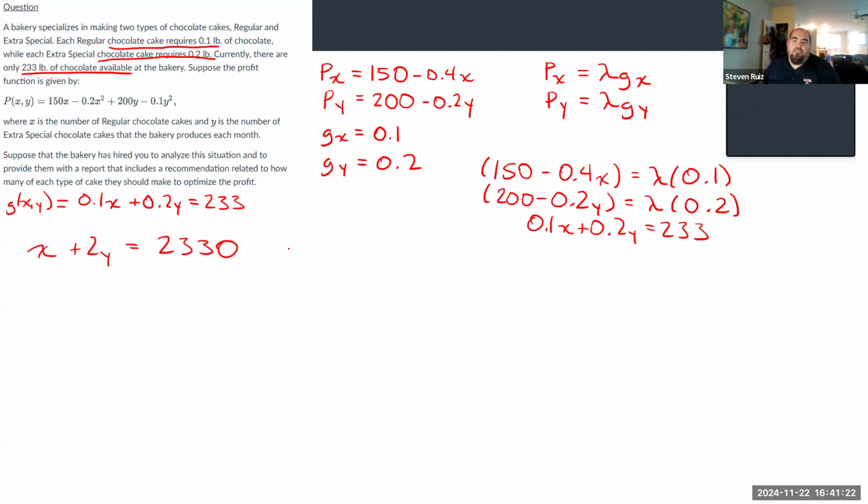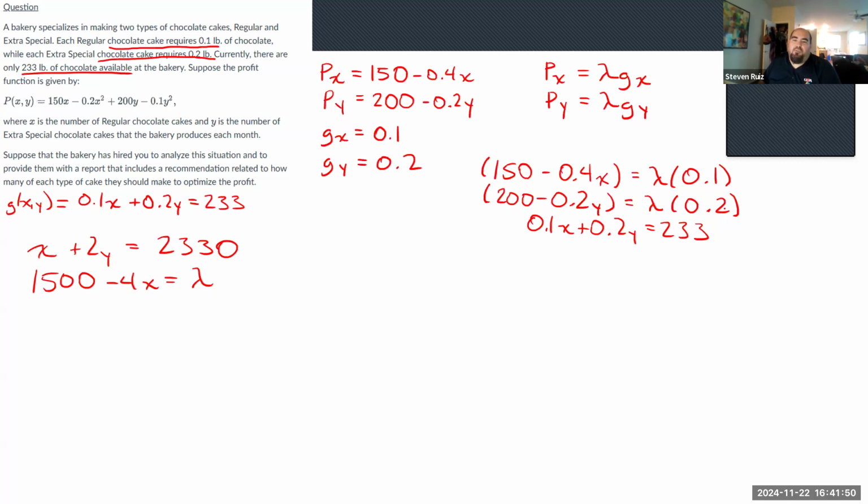2,330. Very good. Here's what I'm going to do with the top two equations. I'm going to set them both equal to lambda. So basically, I'm going to divide the top equation by 0.1. Or in other words, I'm going to multiply both sides by 10. And if I do that, that gives me this. 1,500 minus 4x equals lambda.